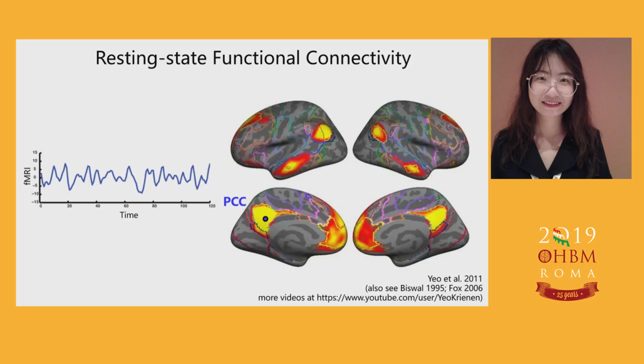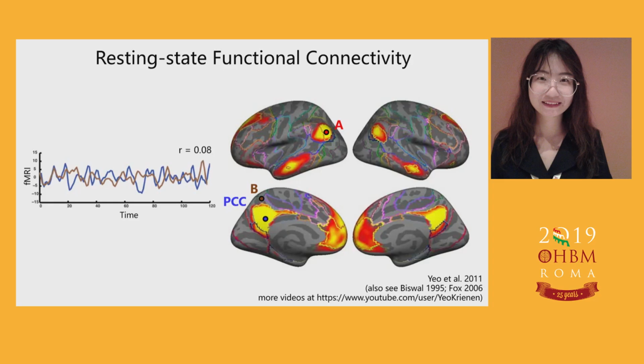So for example, if we put a seed in the posterior cingulate cortex, the time course of the PCC is shown as a blue line. If we compare the time course of the PCC with the time course of region A at the angular gyrus, shown in red, we can see that the time courses are very similar, with a Pearson correlation around 0.2. On the other hand, if we put a seed at region B and compare the time course of the PCC with the time course of region B, shown in brown, this time the Pearson correlation is only around 0.1, so they are less likely to be correlated.